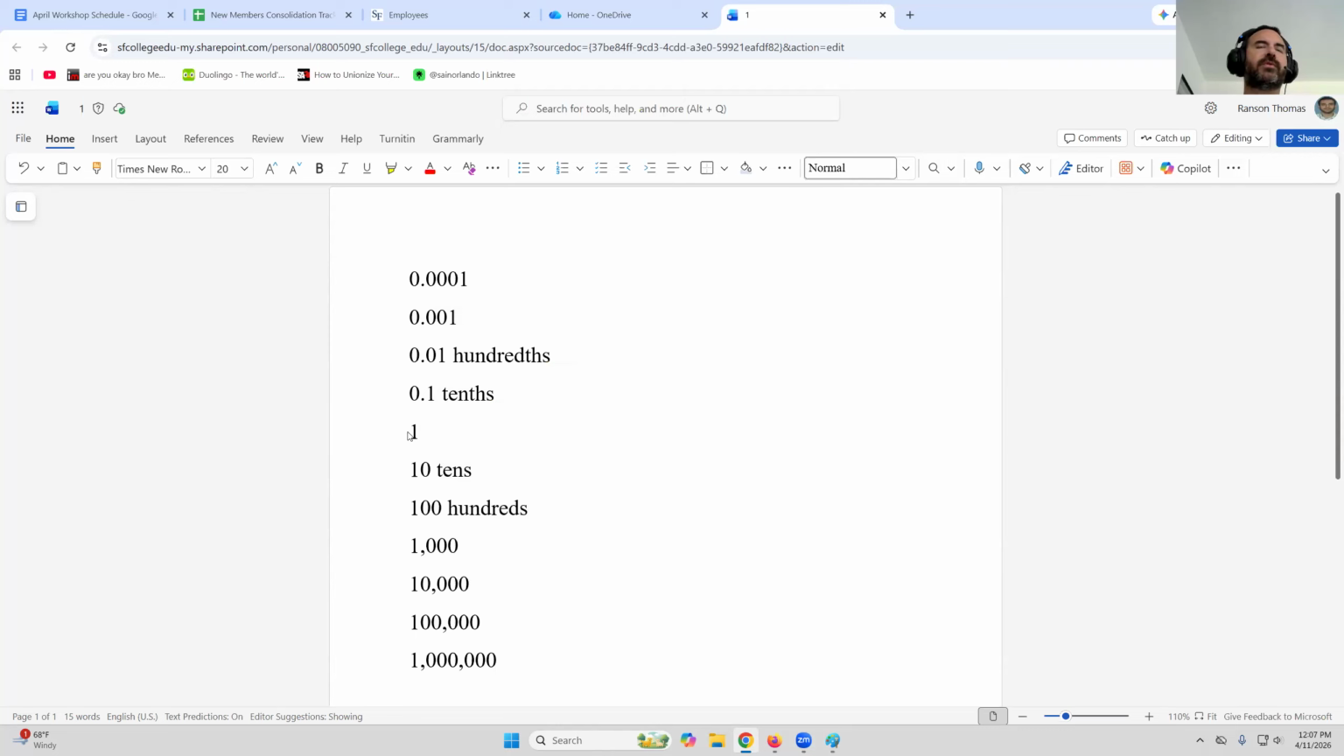This is one whole unit, right? This is a tenth of a unit. This is a hundredth of a unit. This is a thousandth. It goes on and on. So when we say this, I'm going to switch between Word and Paint, depending on what makes more sense.